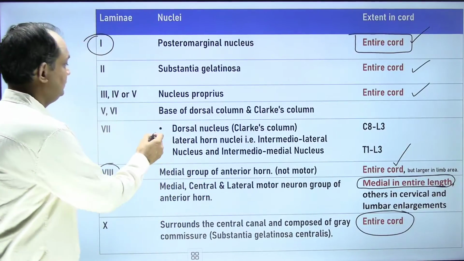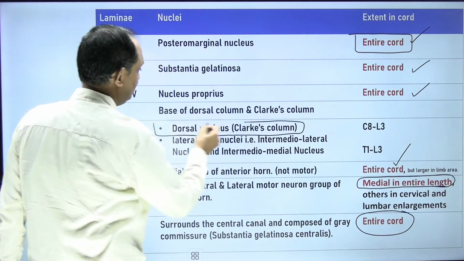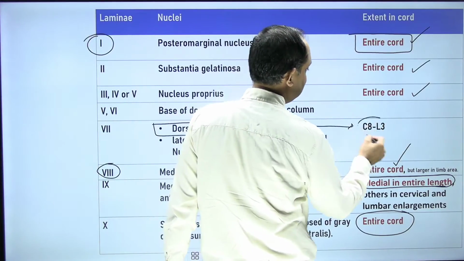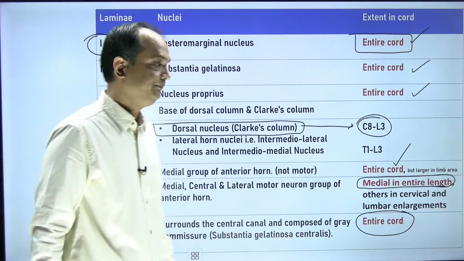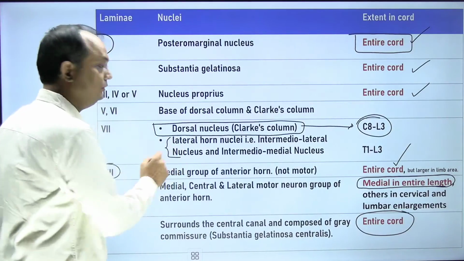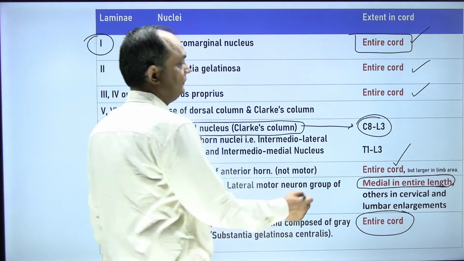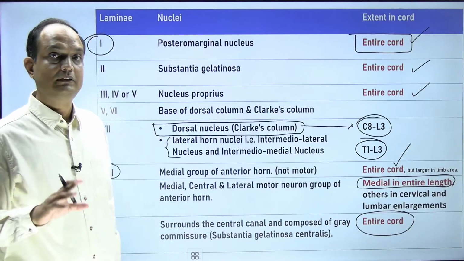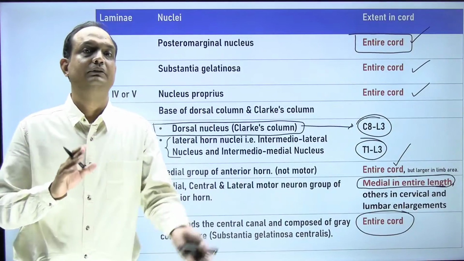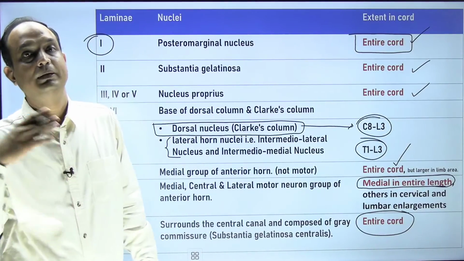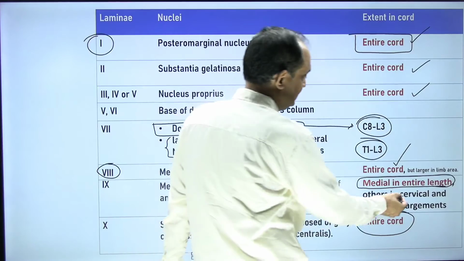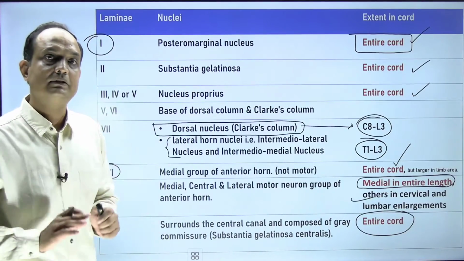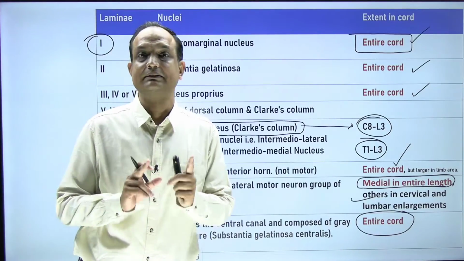If you talk about the dorsal nucleus or Clarke's column, it extends only from C8 to L3. The lateral horn nuclei extend only from T1 to L2 or L3 segment. Clear? And the remaining nuclei of Rexed lamina 9, that means the central group and lateral group, are present in the cervical and lumbar enlargements.